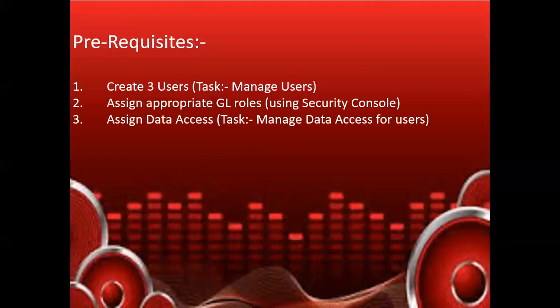So first we need to create all these three users, whatever I've mentioned in my previous slide. You can use the task Manage Users, and we should assign appropriate GL roles. Maybe it could be general accountant or general accounting manager. And also appropriate data access needs to be assigned for these users so that they will get access to the ledger. In my current example, I'll be using the US primary ledger. If you're not sure of how to create the users, assign the roles or assign the data access, check out the description section of my current video where I have pasted the video URLs for that.